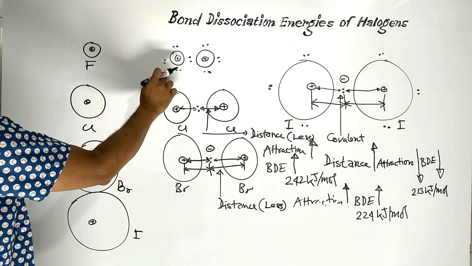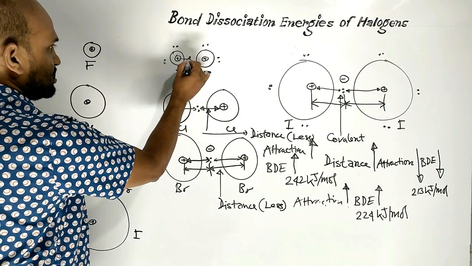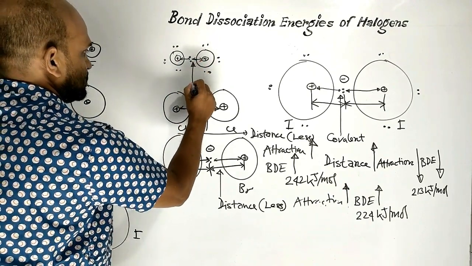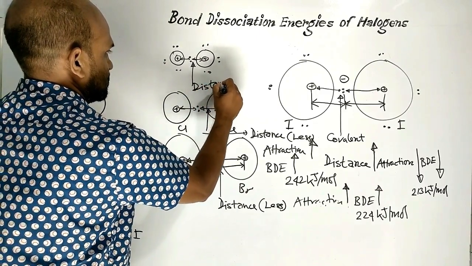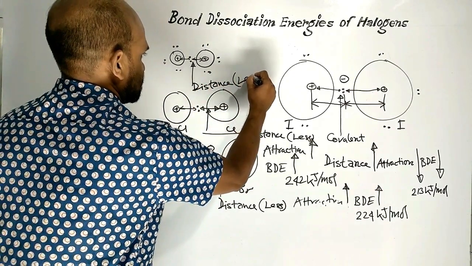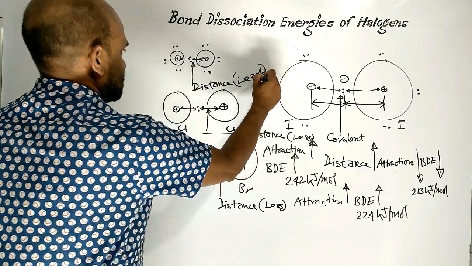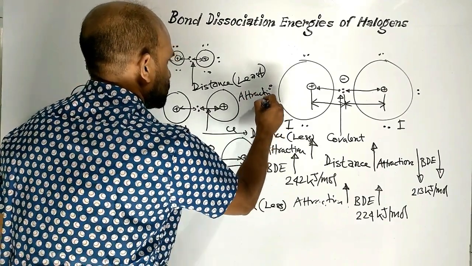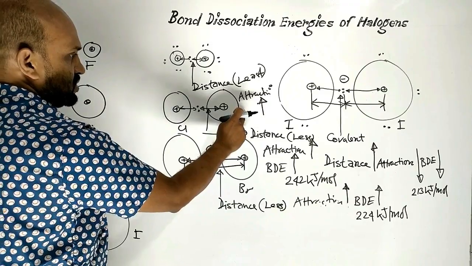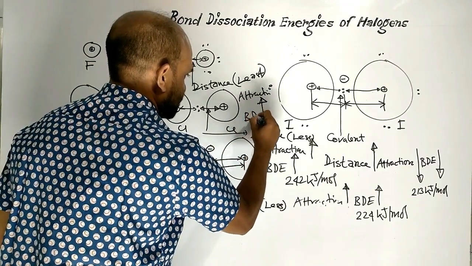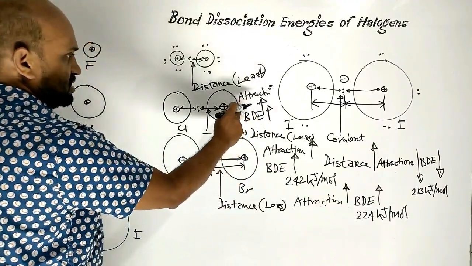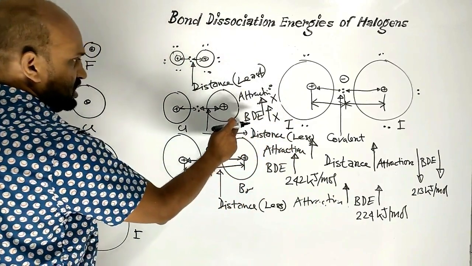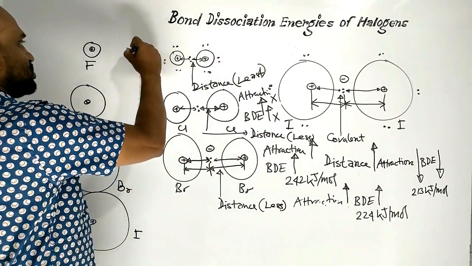But in case of fluorine, in this case the distance is even lower. Least distance. That is why attraction should be higher and bond dissociation energy should be higher here. But actually it is less attraction, less bond dissociation energy. But why?